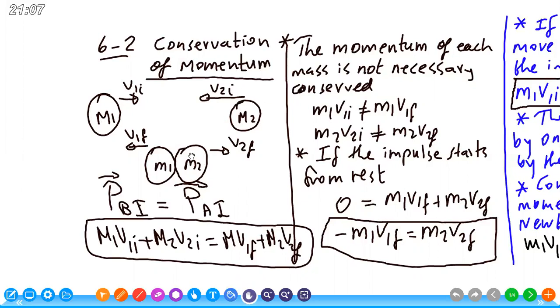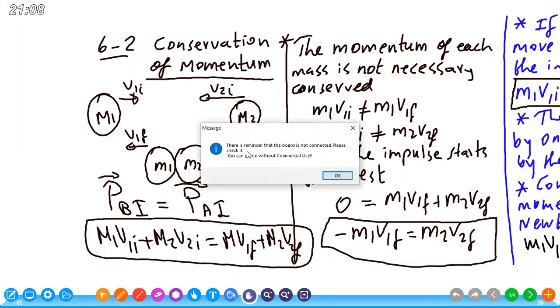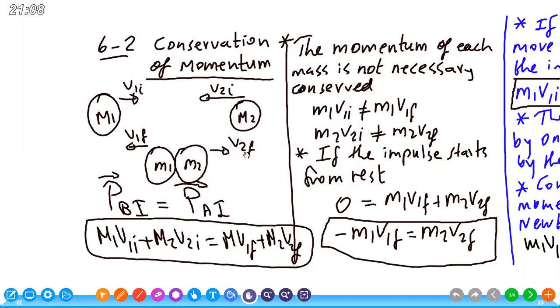After they collide, after they hit each other, they may bounce, one of them may come to rest and the other will move, or they may move together in one direction. Anyway, in all cases, they both will have V1 final and V2 final. M1 will go with a velocity of V1 final and M2 with a velocity of V2 final, which is the velocity of M2 after the impulse, and here the velocity of M1 after the impulse.